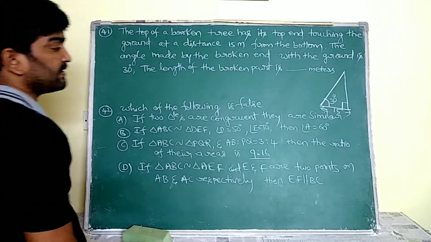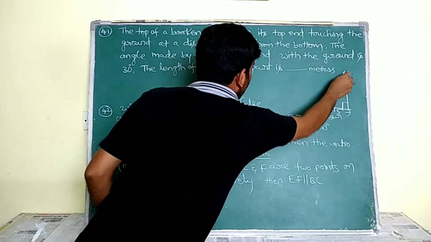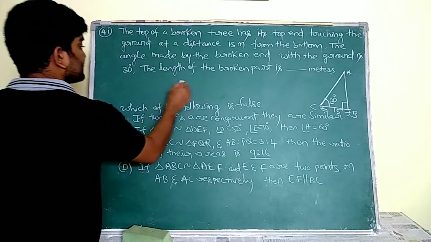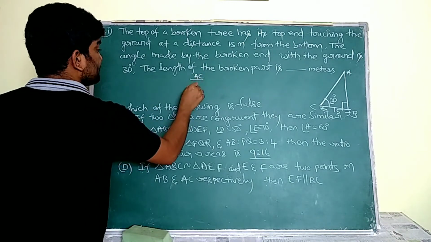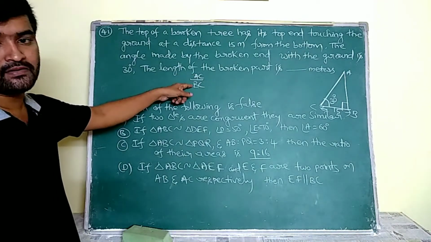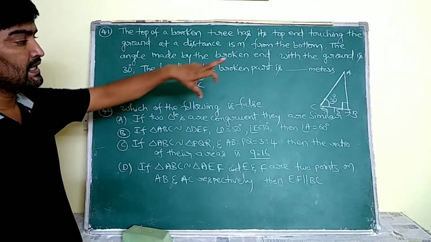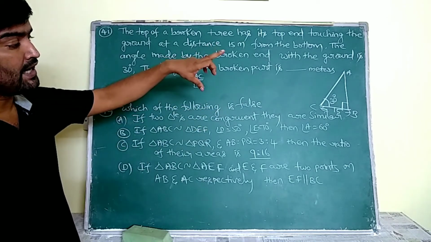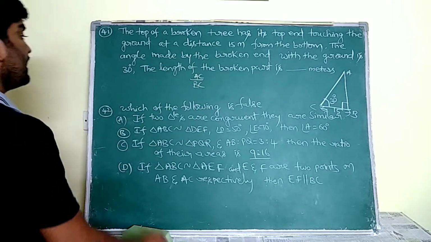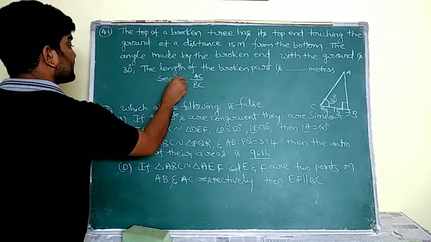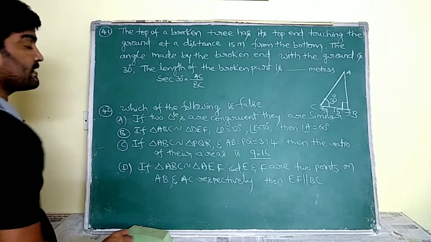So see, with respect to this 30 degrees, let us name this triangle ABC. With respect to this 30 degrees, I want AC. AC by that known side, BC. Required side by known side every time we are going to use. Required side by known side, with respect to 30, is hypotenuse by adjacent side. Hypotenuse by adjacent side is what? Secant 30.